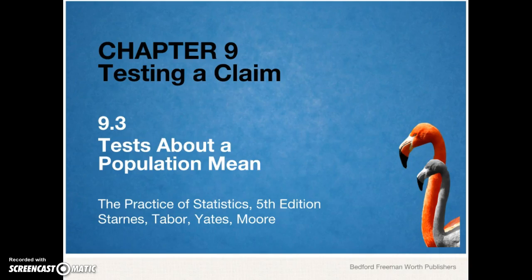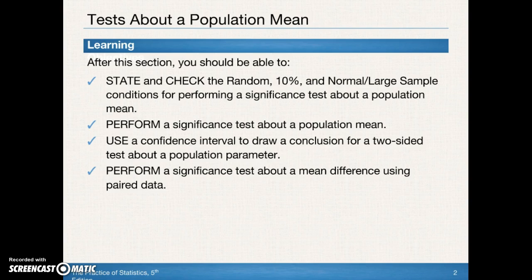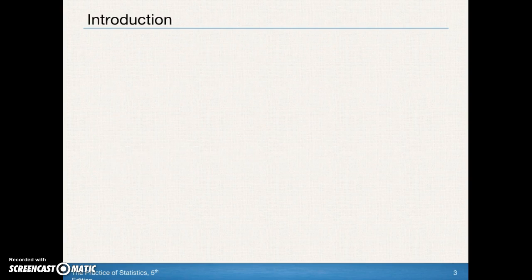Hi, this is our last video, or our last section for Chapter 9. It's about now significance tests for population means. We just had finished up doing population proportions. So again, we're going to go through our conditions. So same as before, conditions. We're going to perform the significance test. We're going to talk about a confidence interval and how it relates to significance tests. And then we're going to talk about what does it mean if we're using paired data. So those are our objectives of this video.